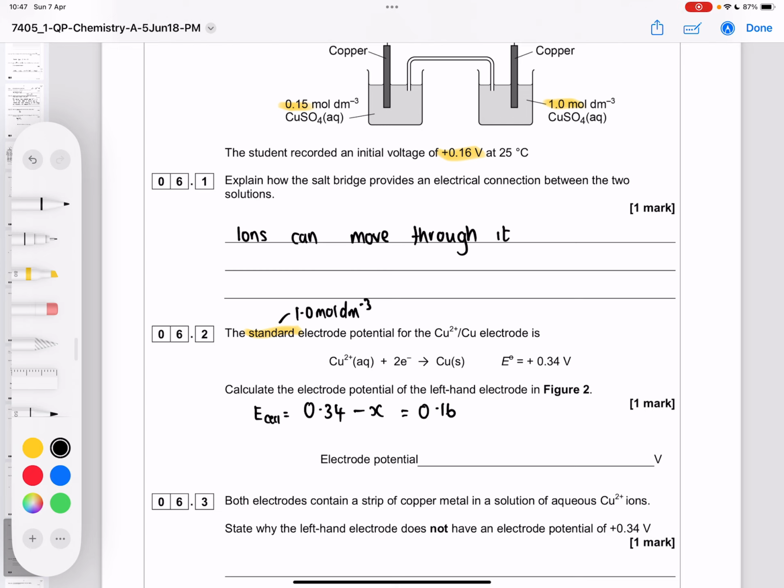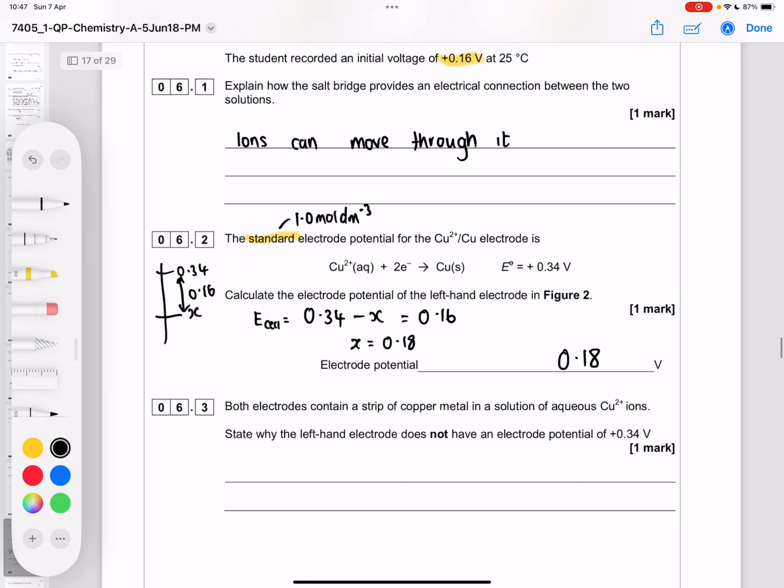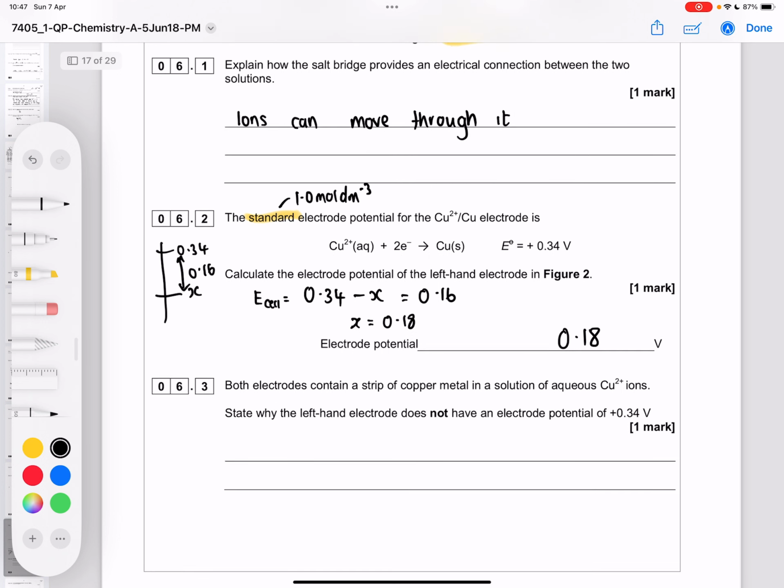Think about it on a number line. So we've got our right-hand cell always going to be the more positive, our left-hand cell at x, and the difference between the two is 0.16. So we're subtracting 0.16 from 0.34. We're getting 0.18 volts. Both electrodes contain a strip of copper metal in a solution of copper 2 plus ions. Why doesn't the left-hand electrode have that same one? It's because the concentration is not the standard concentration. So it's not 1 mole per decimetre cubed. It's a different concentration.